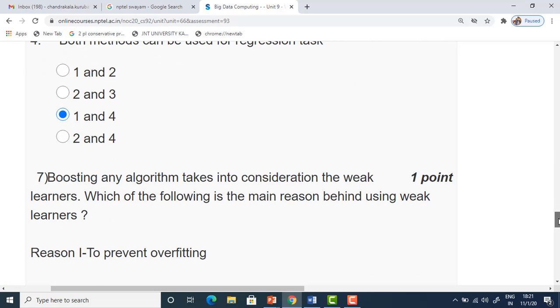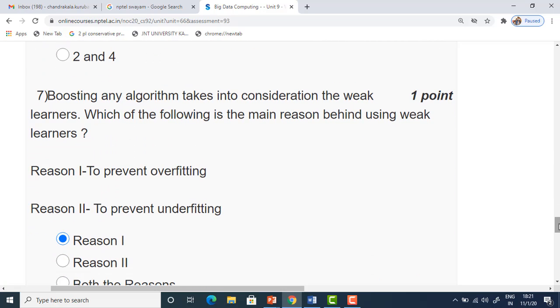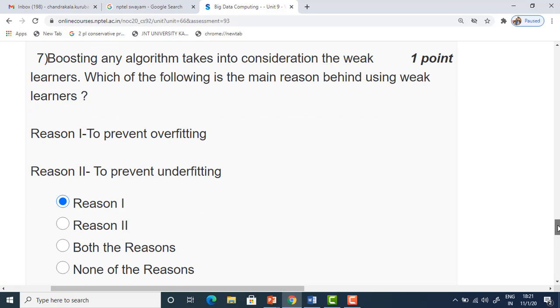Coming to the 7th question, boosting algorithms take into consideration the weak learners. Which of the following is the main reason behind using weak learners? To prevent overfitting. To prevent overfitting only we are going for weak learners. So reason 1 is the right one. So the first option is the correct one.